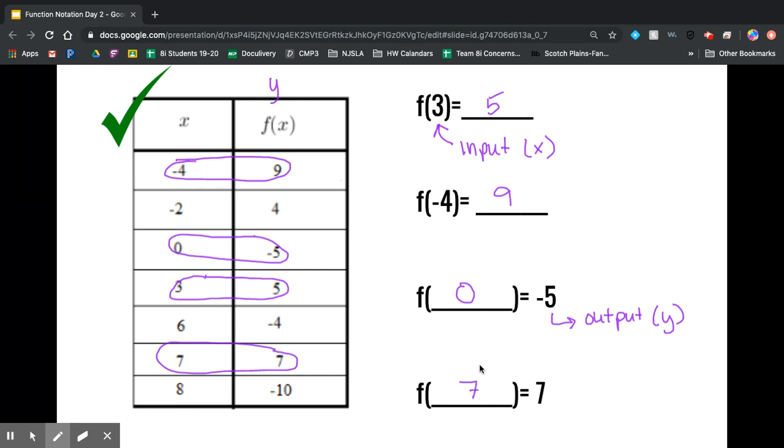What a coincidence. All right, let's try one more.